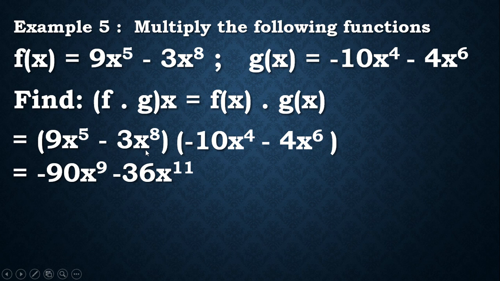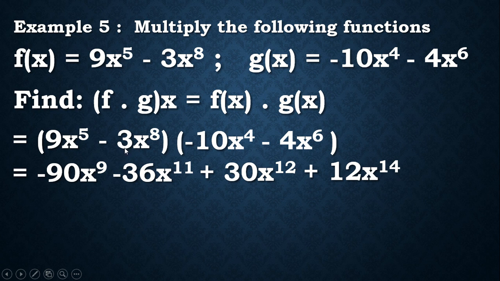Next step, we have to multiply this part. Negative 3x to the 8 times negative 10x to the fourth. 3 times 10, 30. Negative times negative, positive. We have plus 30x to the 12. Why? Because you have to add their exponent. 8 plus 4, that is 12. And then we have to multiply 3 times 4, that is 12. Negative times negative, positive. So we have raised to 14.